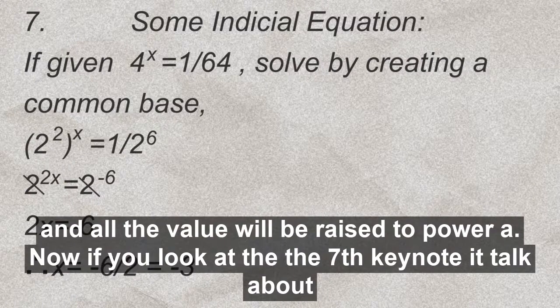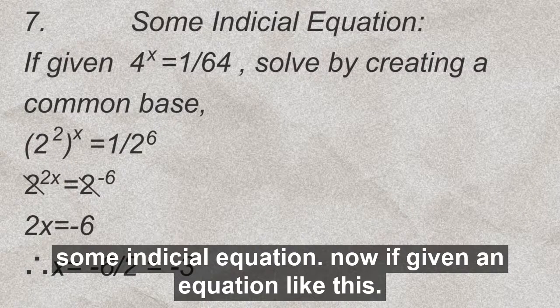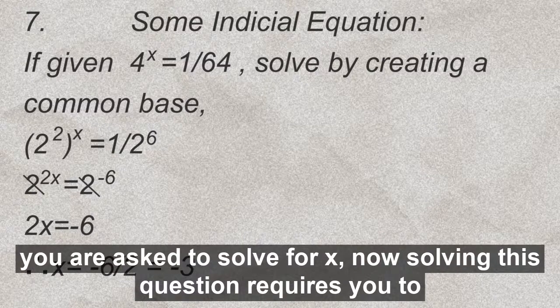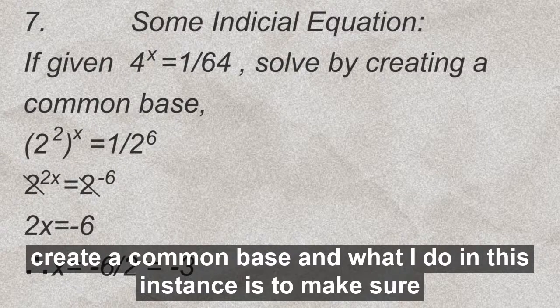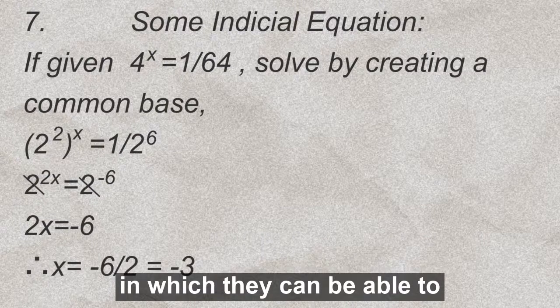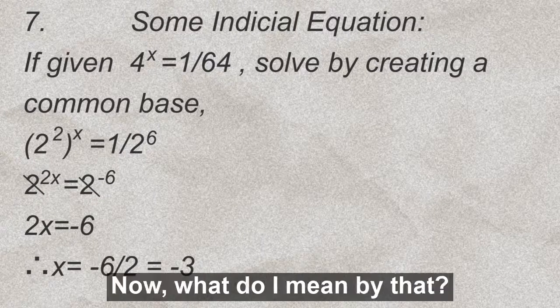keynote, the seventh keynote talked about some indical equation. Now, if you are given an equation like this, if you are given 4 raised to power x equal to 1 over 64, and you are asked to solve for x. Solving this question requires you to create a common base. And what I do in this instance is to make sure that I raise the powers of most of these numbers to a smaller value in which they can be able to cut off themselves. Now, what do I mean by that?